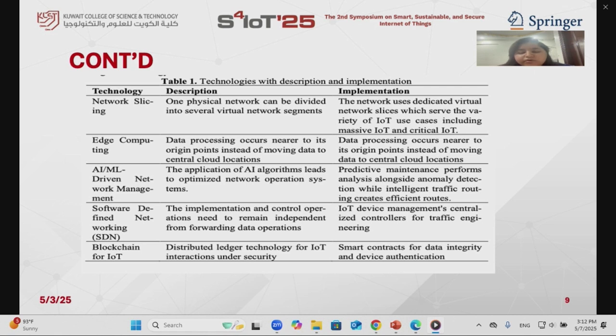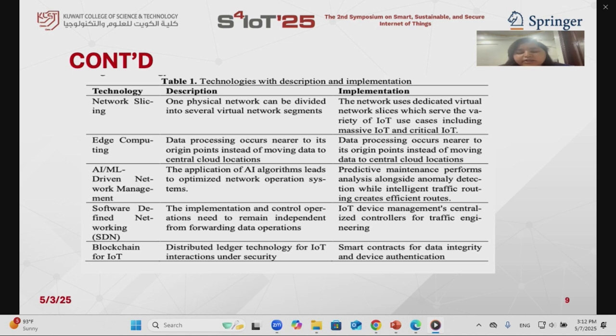The next technique is AI/ML-driven network management. Basically, it is the application of artificial intelligence that leads to optimized network operation systems. In its implementation, predictive maintenance performs analysis alongside anomaly detection, while intelligent traffic routing creates efficient routes. Then software defined networking, also known as SDN, is also used, and in its implementation, control operations remain independent from data forwarding operations.